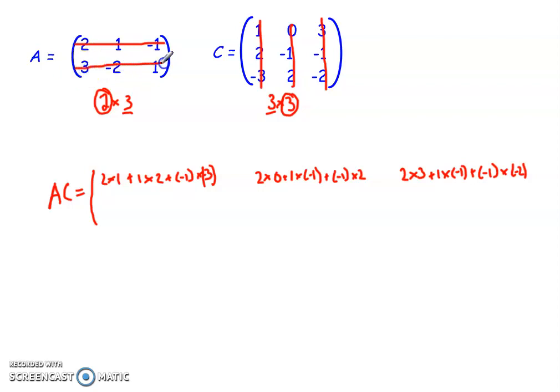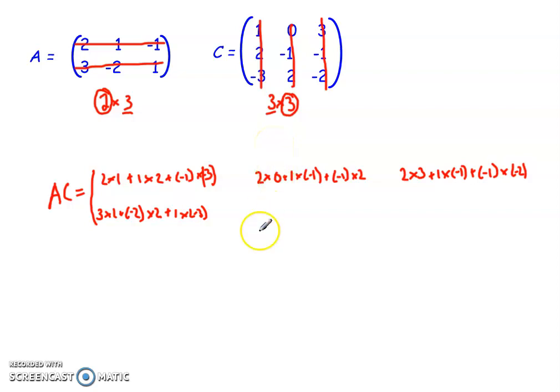I then move on to my second row here, and I do the exact same thing. Second row with the first column, then with the second, then with the third. So I'd get 3 times 1 plus negative 2 times 2 plus 1 times negative 3. So that there's entry 2, 1.